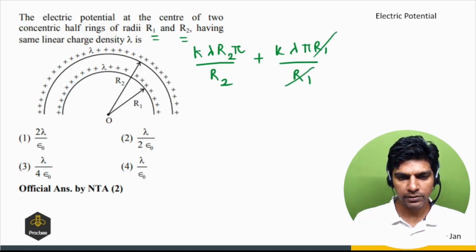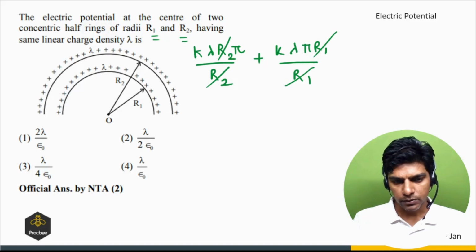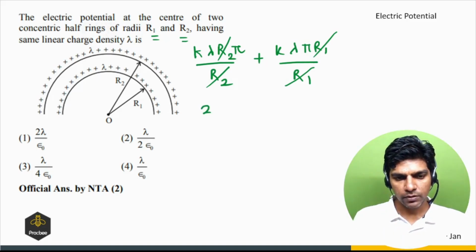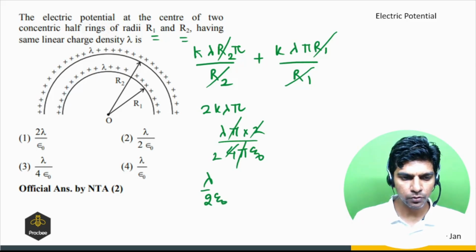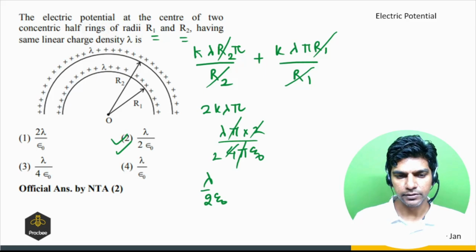So r1 will cancel out with r1, r2 with r2, so we are left with 2k lambda pi, or we can write this as lambda pi times 2 divided by 4 pi epsilon naught. So pi will get cancelled out, it will give us 2 here, so lambda by 2 epsilon naught. So option 2 is the right answer.